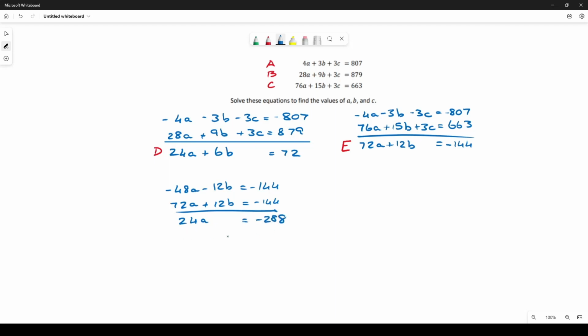you divide both sides by 24, and what do you get? 12? Minus 12. Oh, A is minus 12. Look, again, maybe I messed up the numbers. It's fine, you get the process.